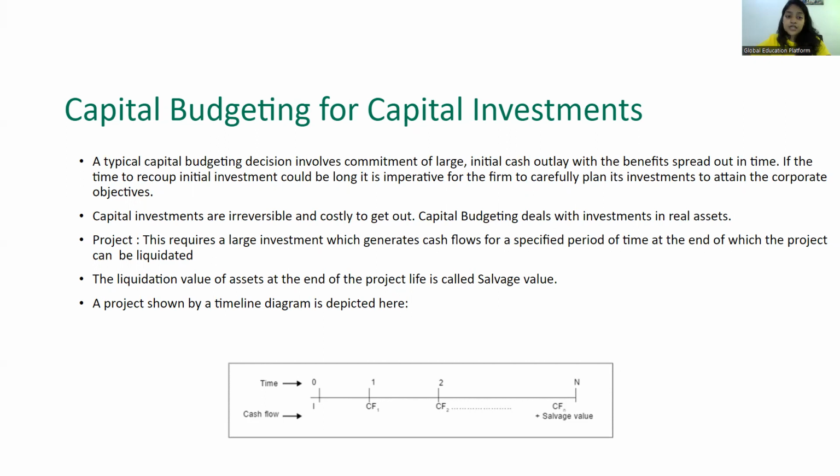Okay. Project. This requires a large investment which generates cash flows for a specified period of time, at the end of which the project can be liquidated. So this is a general definition of a project. The liquidation value of asset at the end of the project life is called salvage value. The project shown by a timeline diagram is depicted below, right?